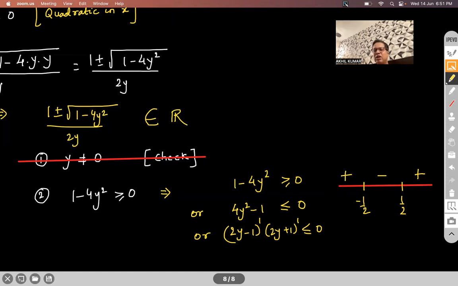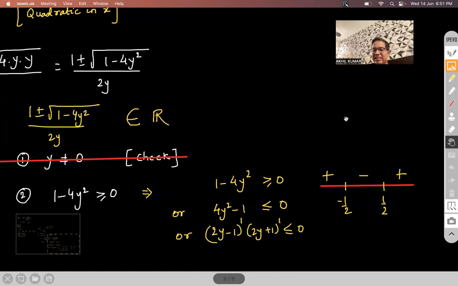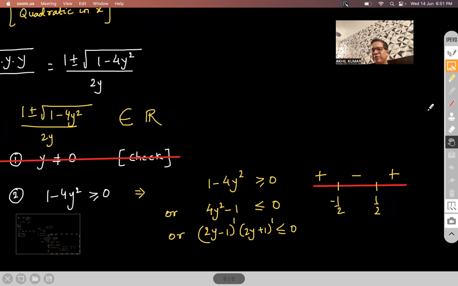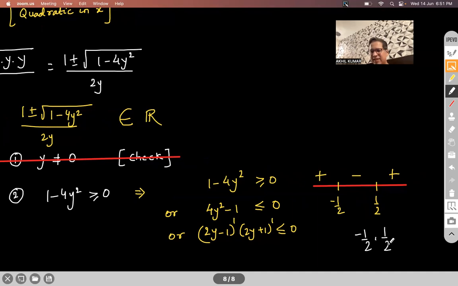Correct? Now, the question setter is asking us, when is it less than or equal to 0? So in which interval do you see a negative sign? That interval you write first. And I think half and minus half can also be included because they're asking less than or equal to zero. So there you go. Range of the function is the closed interval minus half to half.